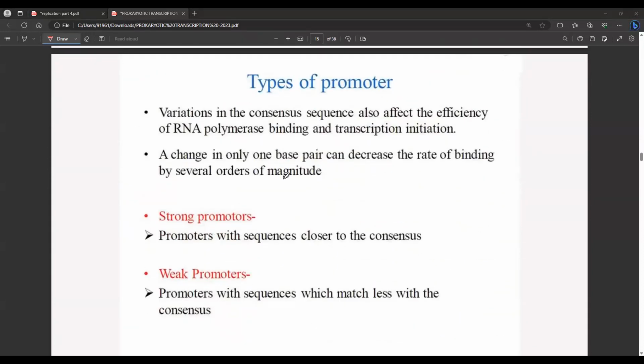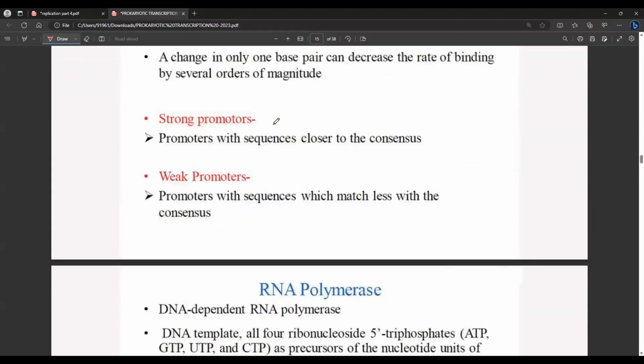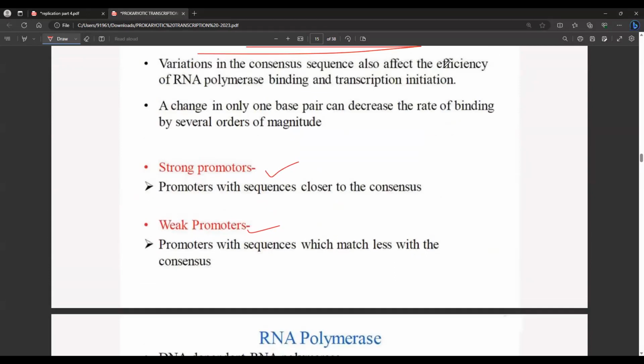Now the question is very clear. There are two types of promoters. What are the two types of promoters? Strong promoter and weak promoter. Some students will think weak promoter means it is not involved in transcription. It is not like that. Whether a promoter is a strong promoter or a weak promoter, RNA polymerase will compulsorily attach. Transcription factors will compulsorily attach. There is no doubt about it.